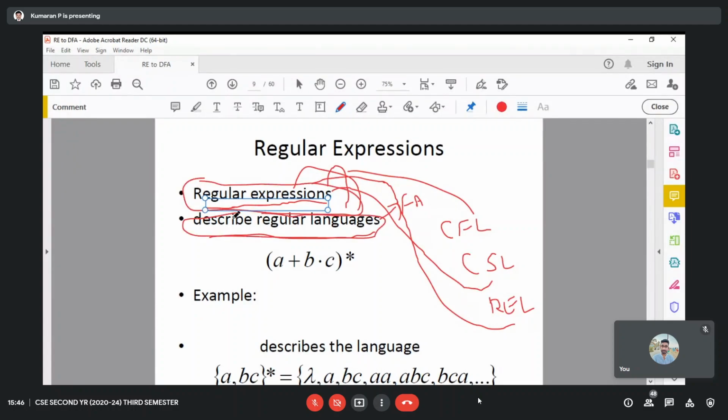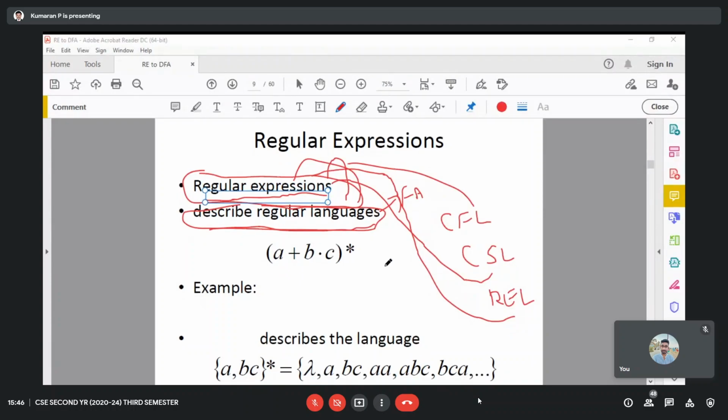That is the first point. Second, as far as the regular expression is concerned, what are all the things in it? There are three operations in the regular expression. The first is called the union. Generally, the union is represented either by plus, or by the vertical bar, or by a comma. Any of these represents the union.